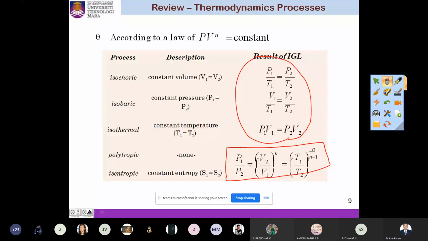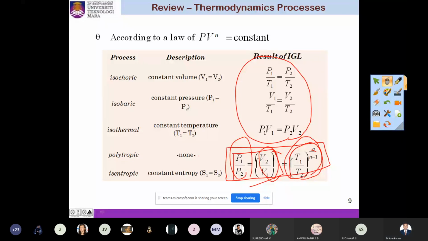So just try to recall the formula: P1 by P2 is equal to V2 by V1 power n. Because PV power n is equal to constant, P and V are in inverse proportion, so we have to write it in this manner. If you want the relationship between pressure and volume, we can take these two. If you want the relationship between pressure and temperature, we can take these two. If you want the relationship between volume and temperature, we can take these two. So V2 by V1 power n is equal to T1 by T2 power n by n minus 1. Then this n can be cancelled, and finally we have V2 by V1 is equal to T1 by T2 power 1 by n minus 1. Right? We can understand all the processes this way.